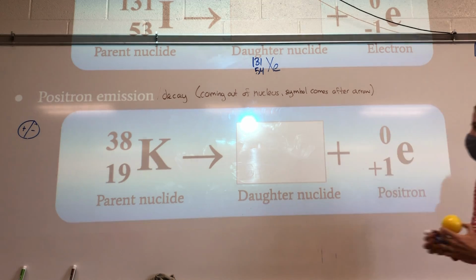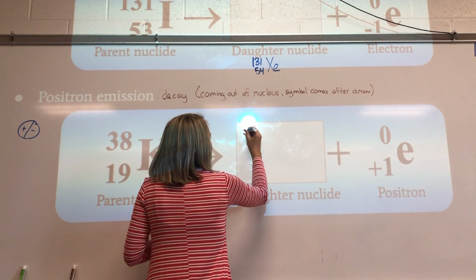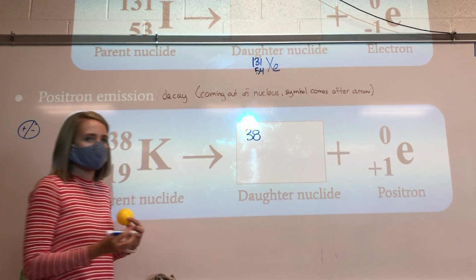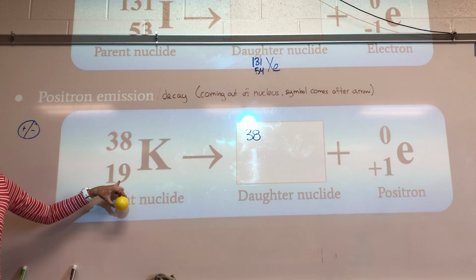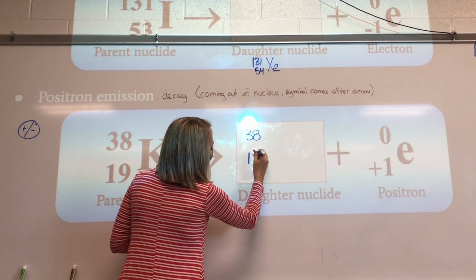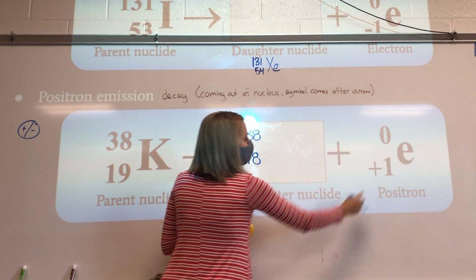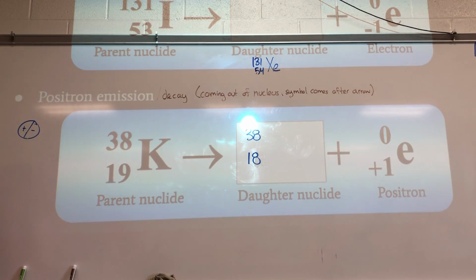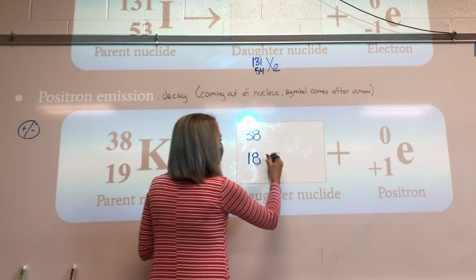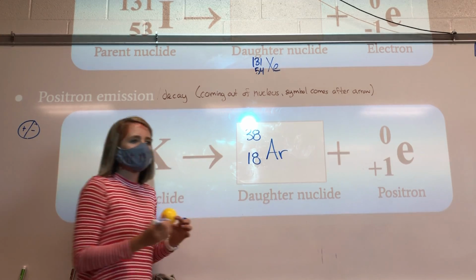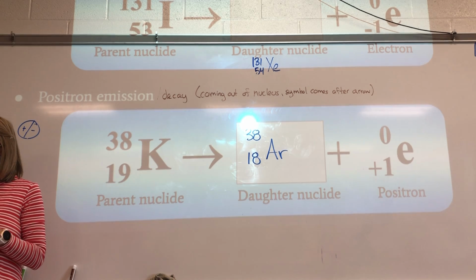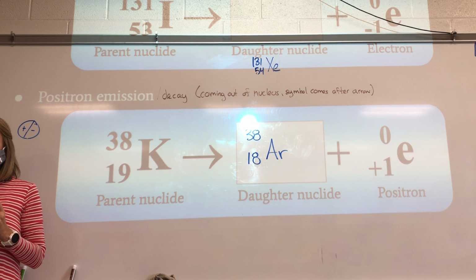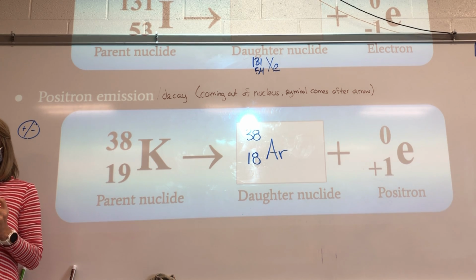So same thing, mass is going to stay the same, because they have no mass. The bottom number this time is going to be 18, because that's a positive one, which means our symbol is argon. Questions?